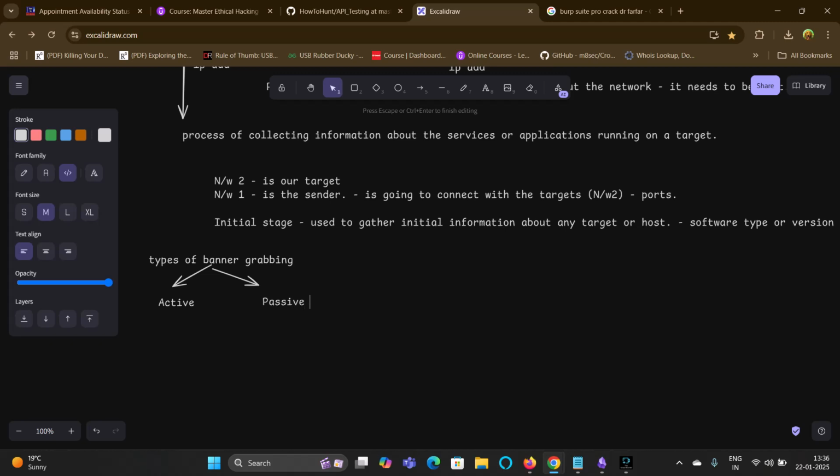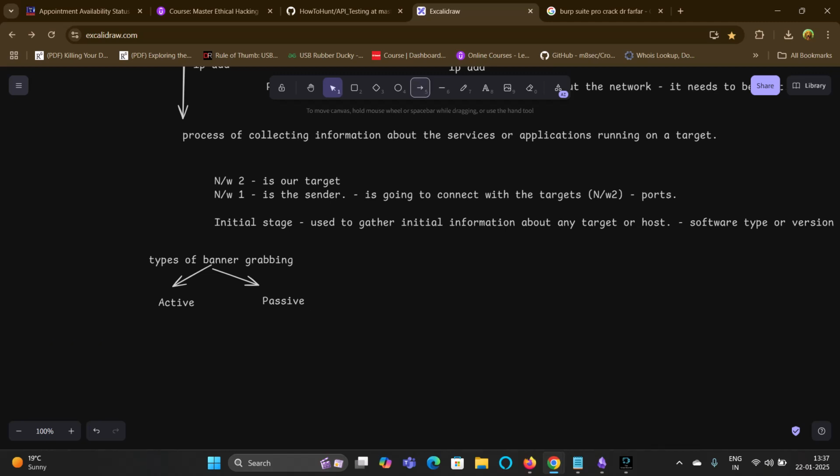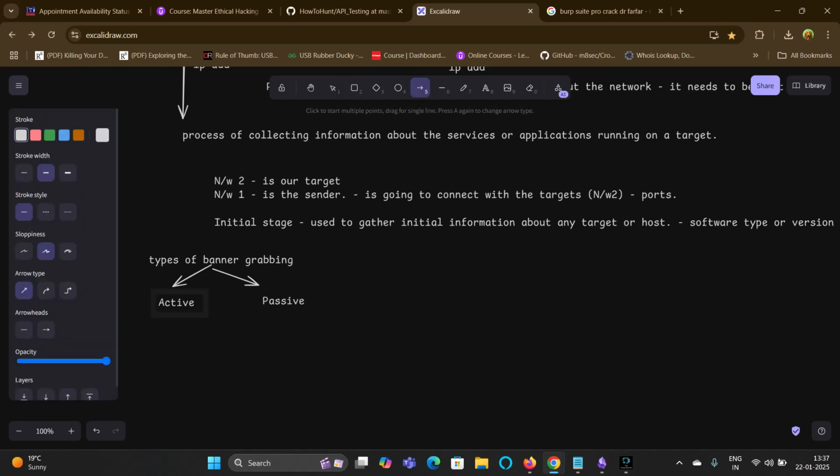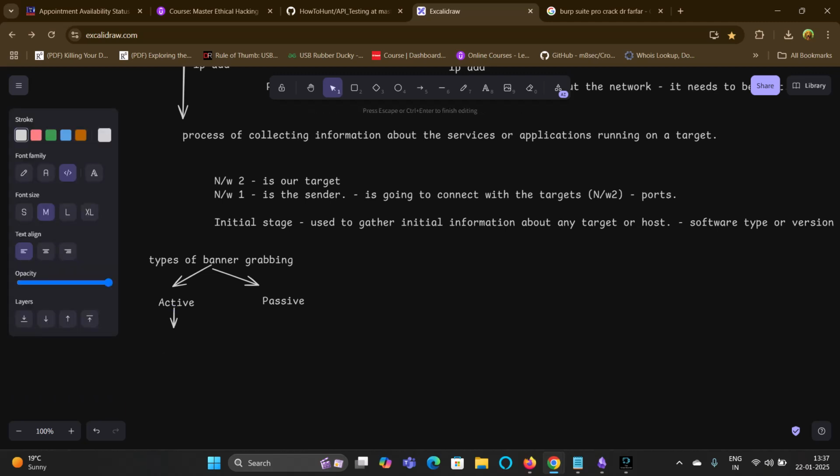So here we are going to discuss active and passive banner grabbing. Okay. Active banner grabbing: what actually is active banner grabbing? Active banner grabbing actively sends requests to the target to grab responses. As I have already stated, it captures the request from one network and sends it to another network. That's how we capture the information and grab the information about the target.